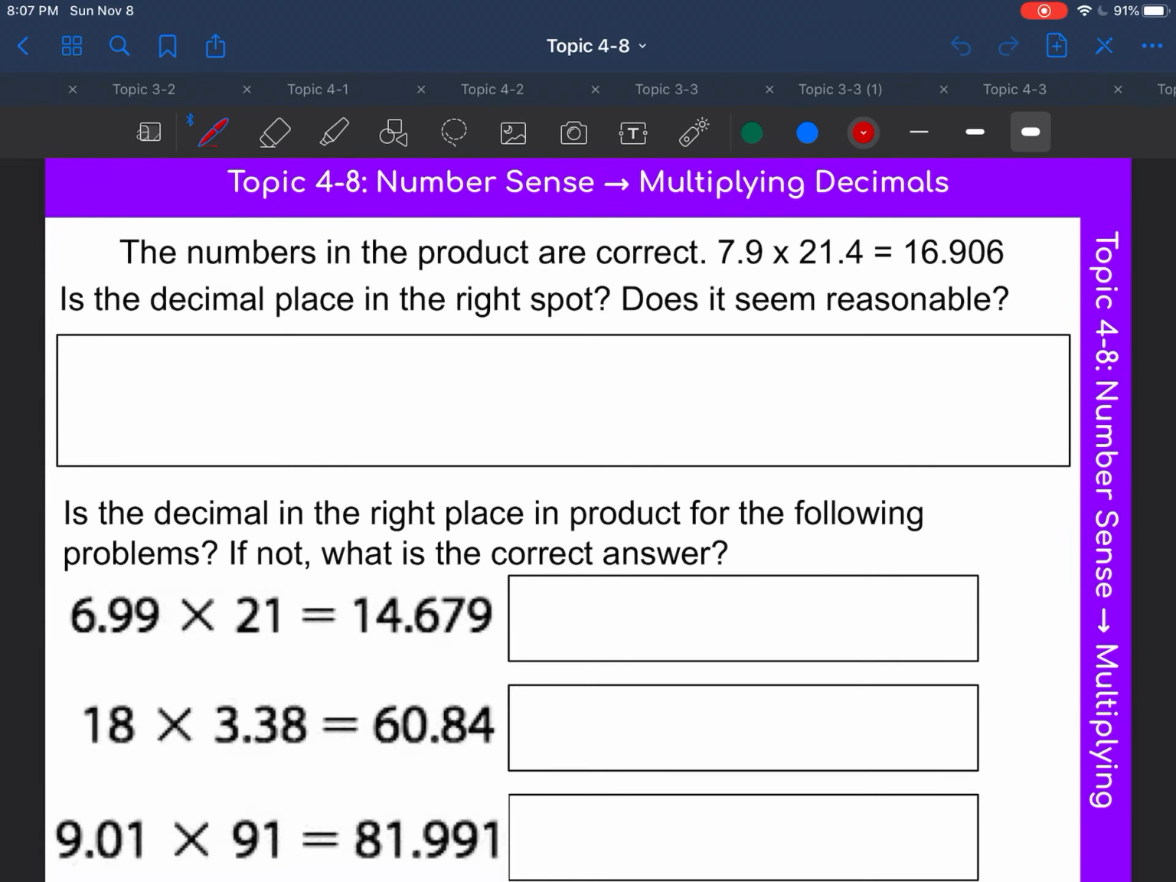Now, before break, we were talking about decimals and multiplying whole numbers and decimals, estimating, and a little bit of modeling. Now we're going to skip a little bit ahead in the topic and go to topic 4.8, which is all about number sense. When we multiply decimals, we can see if we have the correct answer by looking to see where the decimal place is placed.